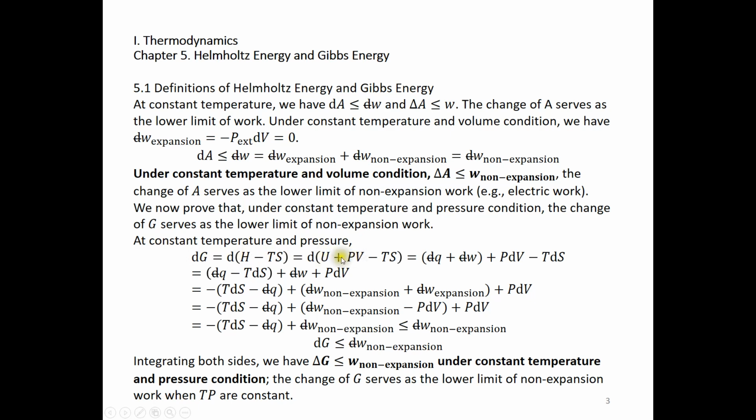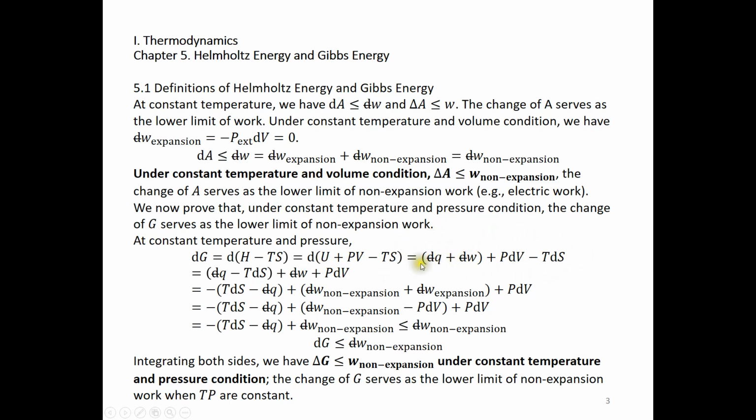H is U plus PV, dU is dq plus dW. d(PV) is actually PdV plus VdP in general, but in this case pressure is constant, so d(PV) is PdV. And since temperature is constant, d(TS) is TdS. And then we have this many terms.